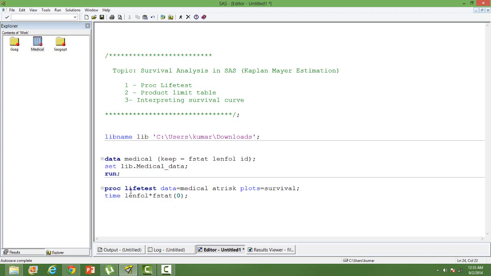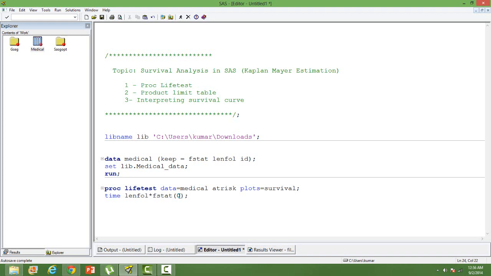Let us understand the syntax. Proc lifetest is the proc that is used for estimating the Kaplan-Meier function. Atrisk is something that is used to know the count of patients at risk at different time points, and then we use the plots option for plotting the survival function. In time, we need to mention the time period of following the particular event, length follow or LENFOL. That particular variable is our time or the duration for which the patient is under study. And then FSTAT is nothing but the censor variable, and what is the value that shows censoring? Well, it's 0. If it is 1, then the event has happened.